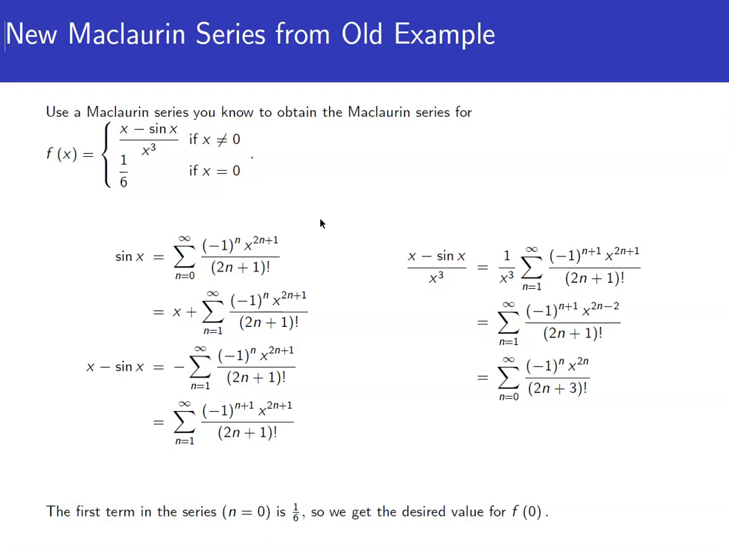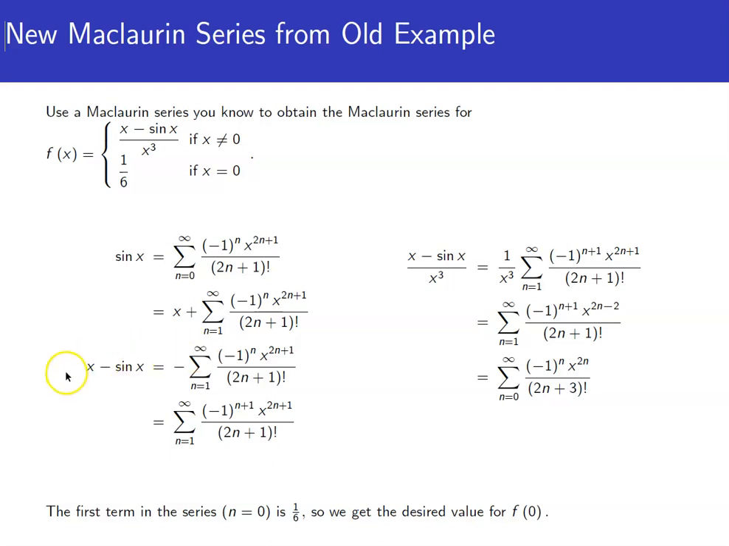Alright, so looking at that function, the thing that we do know a Maclaurin series for is sine of x. So sine of x is the sum from n equals 0 to infinity, negative 1 to the n, x to the 2n plus 1 over 2n plus 1 factorial. Now notice that we want to do x minus this. So I'm going to compute the first term here, and notice that if we plug in 0 for n, this will be 1, this will be x, and this will be 1 in the denominator. So we get an x term, and then the series starts at 1.